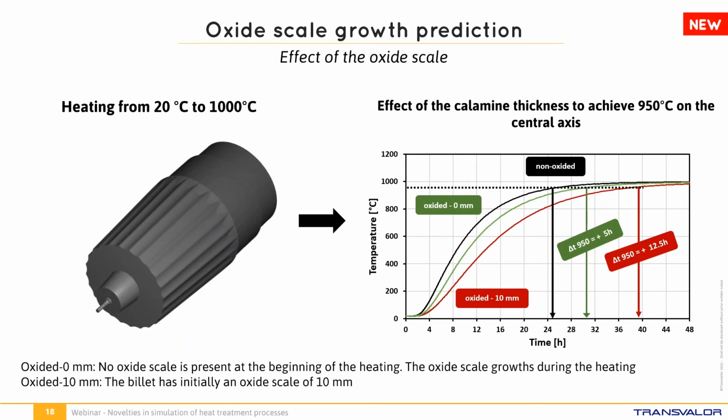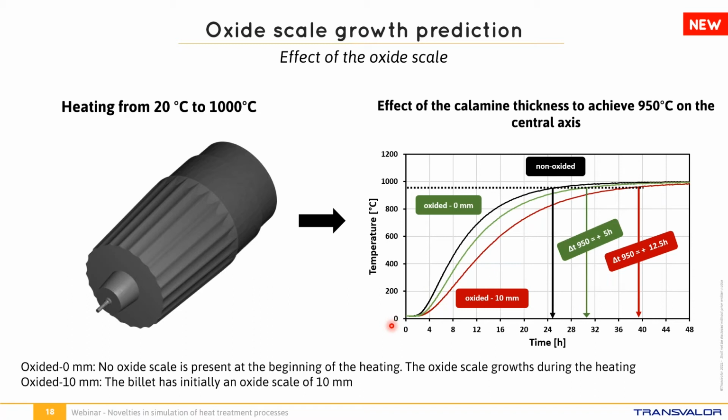Here is an industrial example of the heating of a cast part. The objective of this example is to see the effect of the calamine thickness on the time required to achieve 950 degrees Celsius on the central axis. At the right, we see the evolution of three curves. The black curve is realized without considering a calamine thickness, nor a calamine growth.